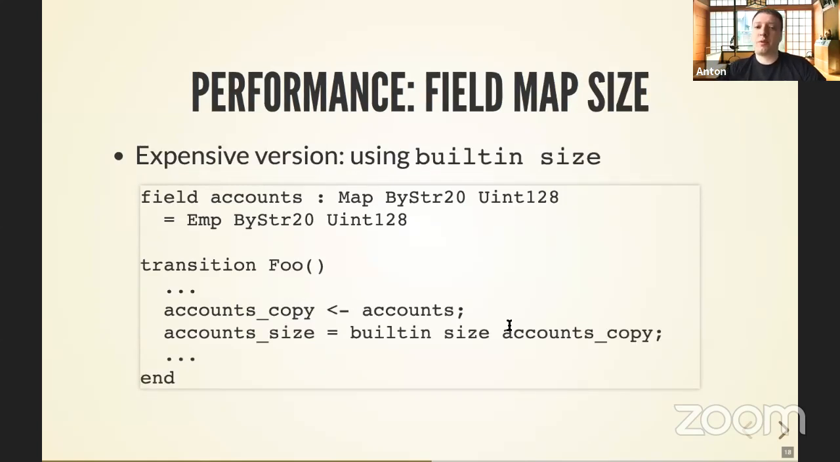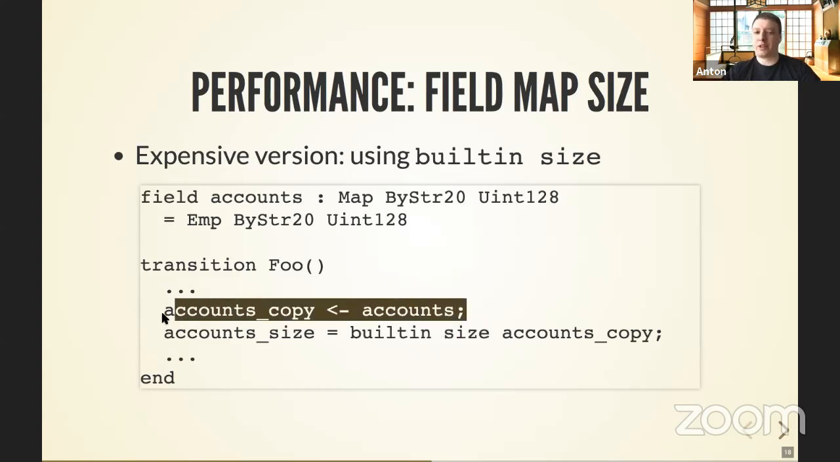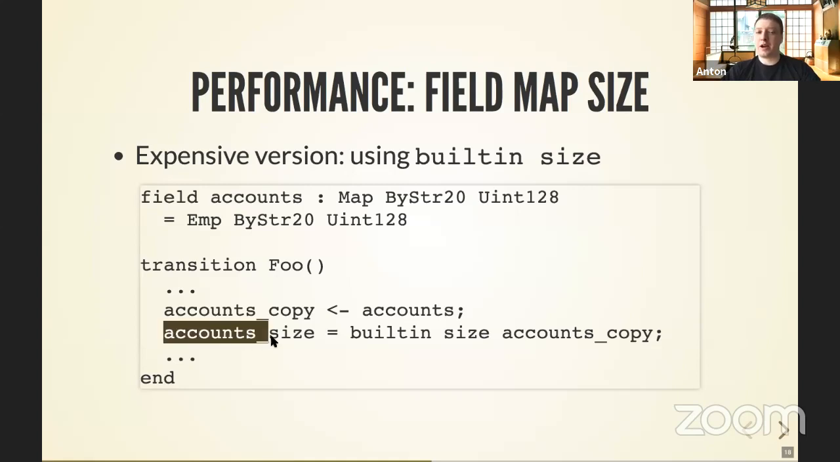Okay, so one more thing. Sometimes people want to get the size of their maps, right? Sometimes they want to know how many accounts they have. But if you look in the Scilla docs, you won't find this operation for the field maps, the maps that you can actually mutate, you can actually change. But they can find this built-in size operation, which lets them get the size of so-called functional maps. So they create a copy once more, just like we saw before. And then now they can get the size of the map, so they can know how many accounts they have.